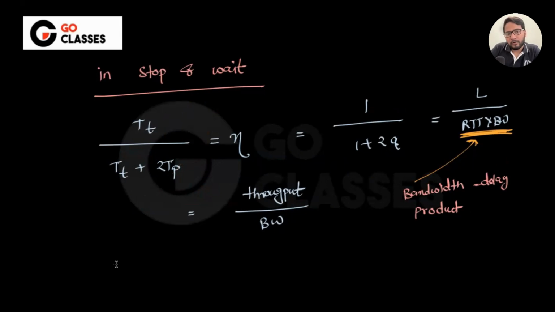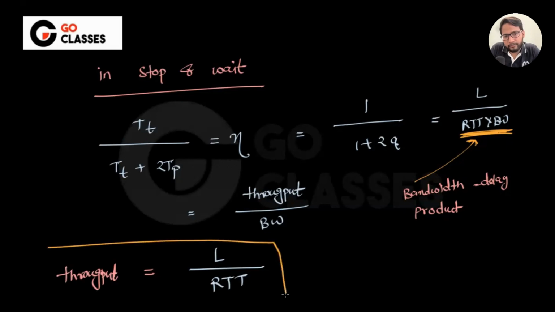Now, I was saying that we can write the throughput as how many bytes we are sending in RTT time, right? The length of the frame, L upon RTT. Is this okay to everyone? This is how we can write the throughput: how many bytes we are sending in RTT time. This is the basic definition of throughput.